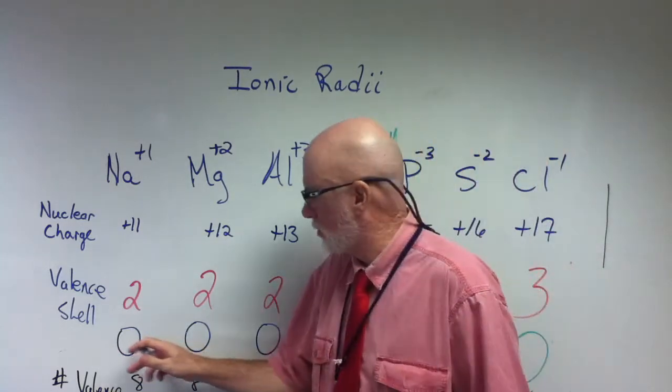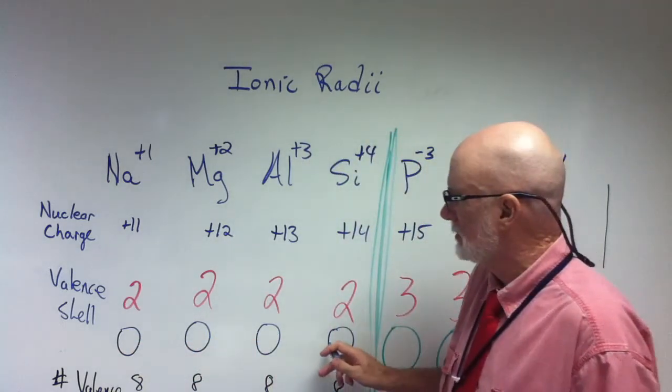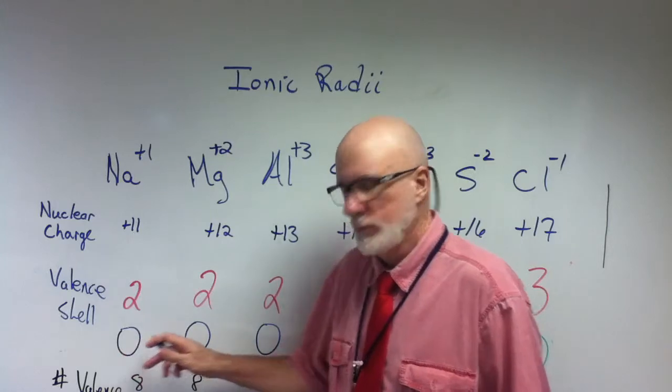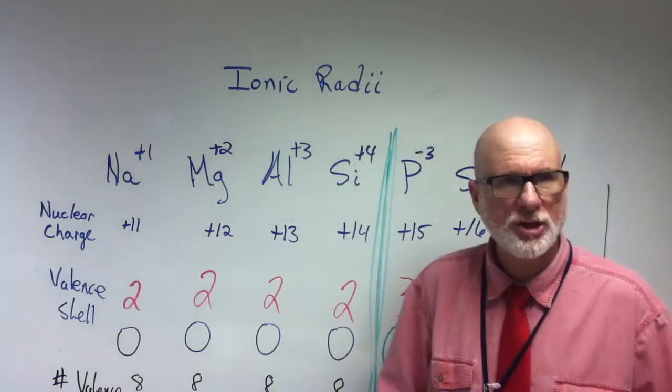Which one is going to have the smaller radius? Sodium or silicon? What's going to be smaller?